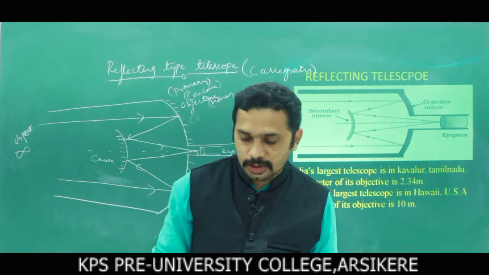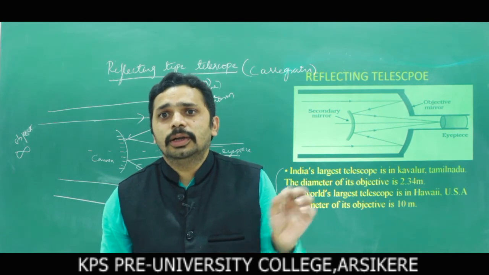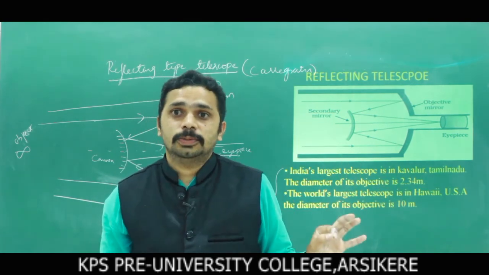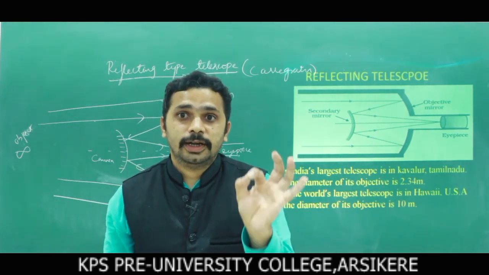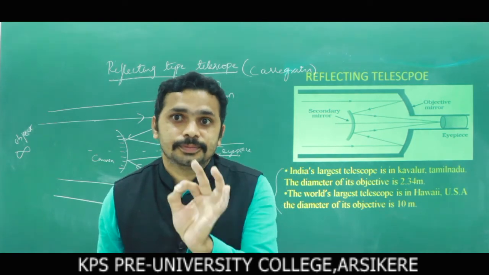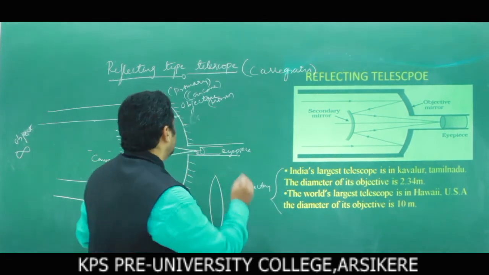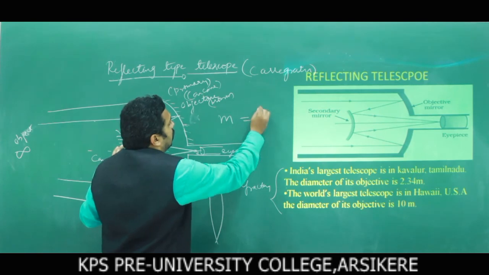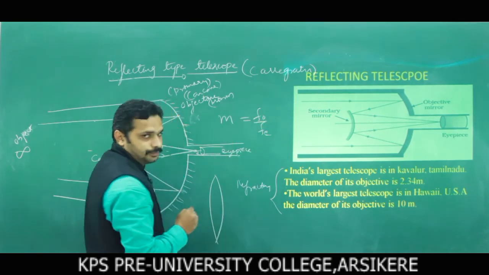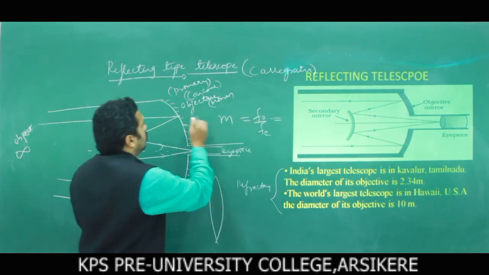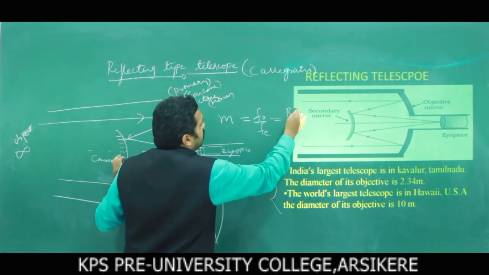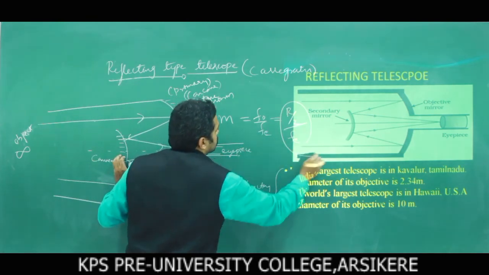Dear students, I told that the focal length of a reflecting telescope depends on the radius of curvature. You know that in a telescope we got f0 by fe. I told that the focal length of the objective mirror depends on the radius of curvature.